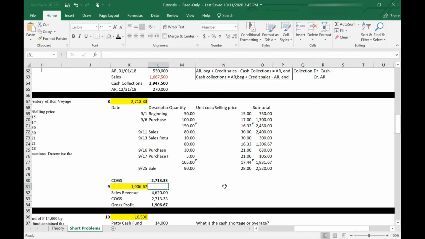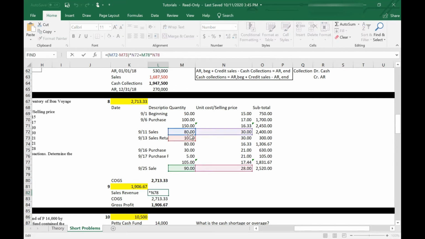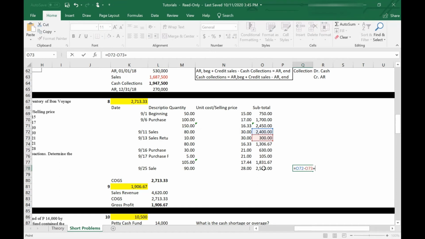Therefore, your COGS is 2,713.33. How do we compute for the gross profit? Just sales minus COGS. We're done with the COGS. The remaining problem is sales revenue, which is easier. It's 2,400 minus 300 plus 2,520. Again, it's 2,400 minus 300 because there was a sales return, plus the sale of 2,520. So you get 4,620. Sales minus COGS is your gross profit. Therefore, for this item, our gross profit is 1,906 pesos and 67 centavos.